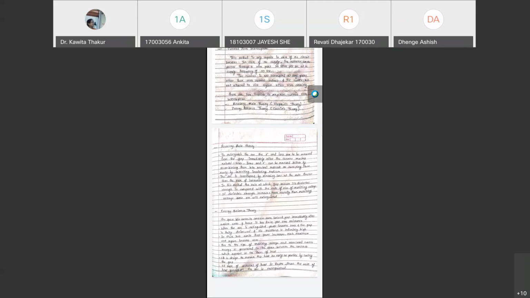Due to the rise of restriking voltage and associated current, energy is generated, and this energy is generated in the form of heat in the space between the contacts. Circuit breakers are designed to remove this heat as soon as possible by cooling the gap. If the rate of removal of heat is faster than the rate of heat generation, the arc will be extinguished. Otherwise, in the opposite case, the arc will persist for the next cycle.